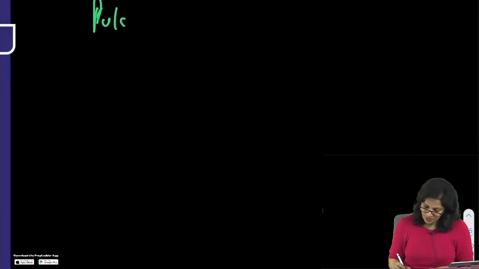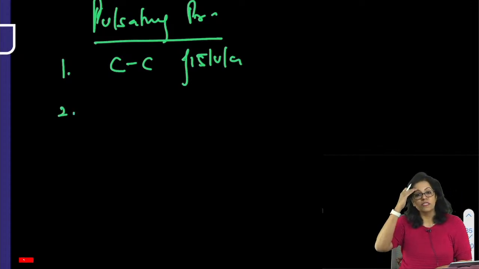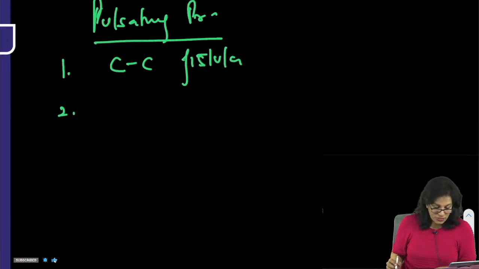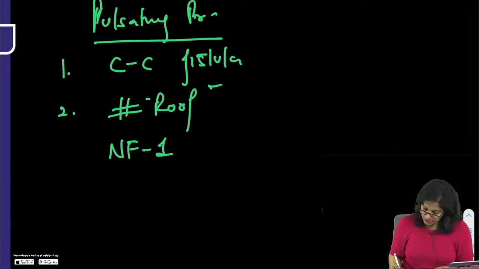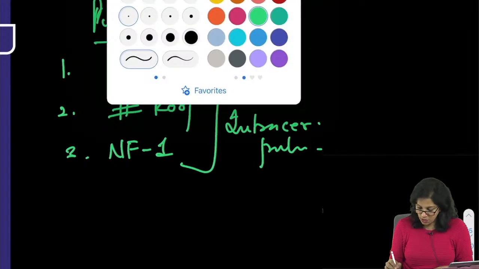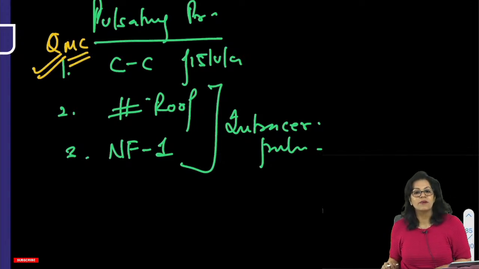Causes of pulsating proptosis, let us learn this. First is CC fistula. Second, whenever the roof is defective, intracerebral pulsations are transmitted to the eye. When the roof is defective, like fracture of the roof, or neurofibromatosis type 1, intracerebral pulsations are transmitted to the eye. Which is the most common among all? You will answer most common is CC fistula. This is about pulsating proptosis.